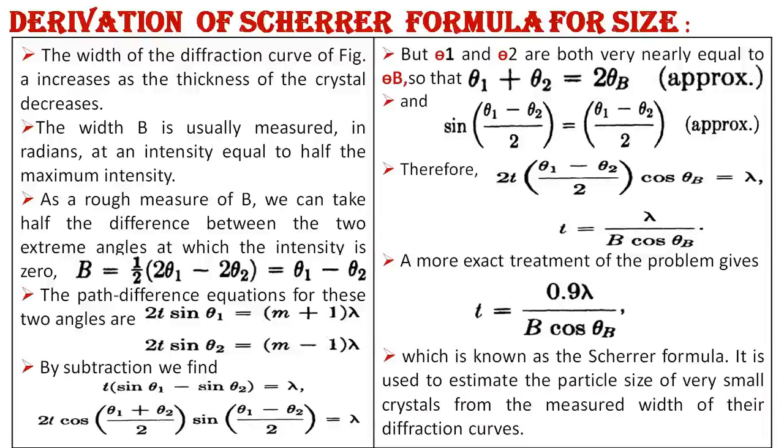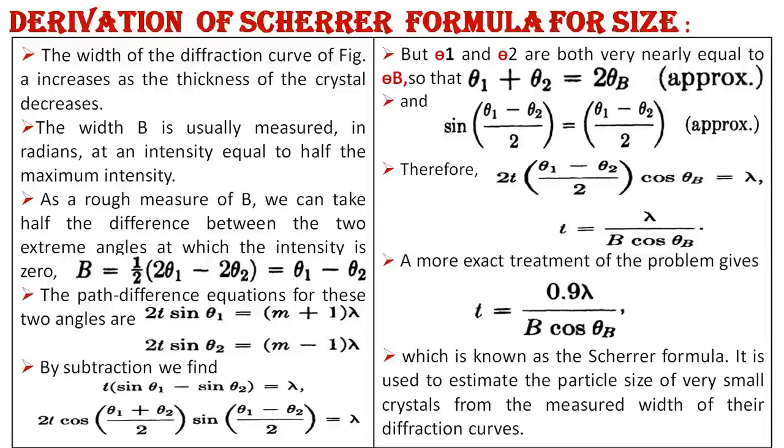But theta 1 and theta 2 are nearly equal to theta B, so that theta 1 plus theta 2 is equal to 2 theta B approximately, and sin((theta 1 minus theta 2)/2) is equal to (theta 1 minus theta 2)/2. Therefore 2t((theta 1 minus theta 2)/2) cos theta B is equal to lambda. So t is equal to lambda upon B cos theta B. A more exact treatment of the problem gives t is equal to 0.9 lambda upon B cos theta B, which is known as the Scherrer formula.